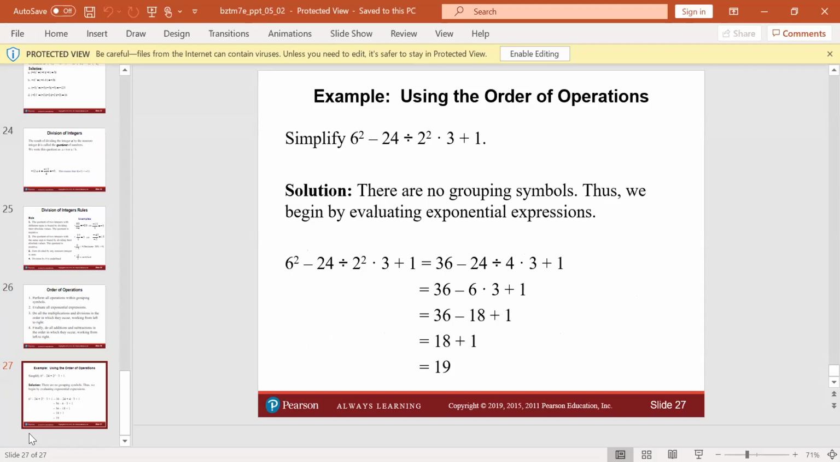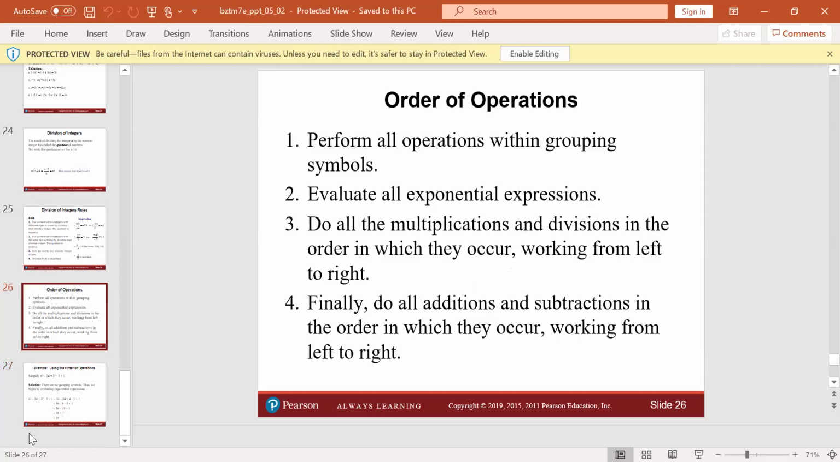What the heck? How do I know where to start? And how do I know what to do first? How do I know what to do second? That's exactly what the order of operations is. We are giving ourselves an order in which to do things. And it's not always just go left to right. That's not always what it ends up being. In fact, it almost never ends up being that.